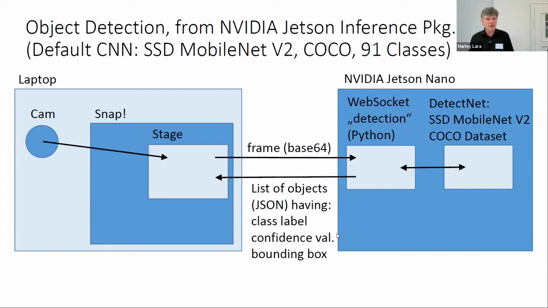on the Snap stage. It was one challenge to do the coordinate transformation from the bounding boxes given by DetectNet to the coordinate system in the Snap stage, but I think Ali made it in the end. He was fighting with that for quite some time.